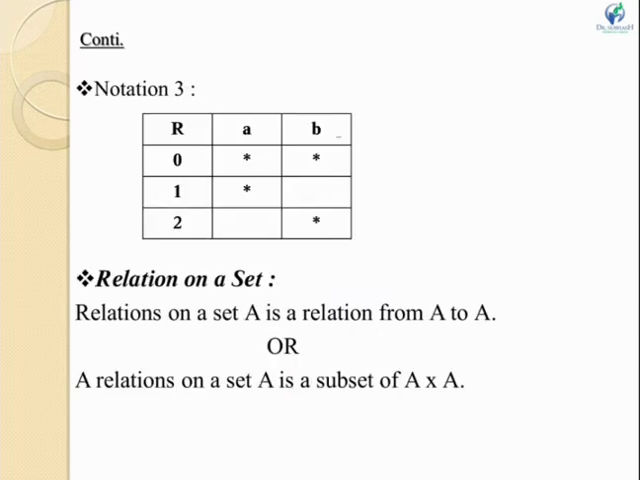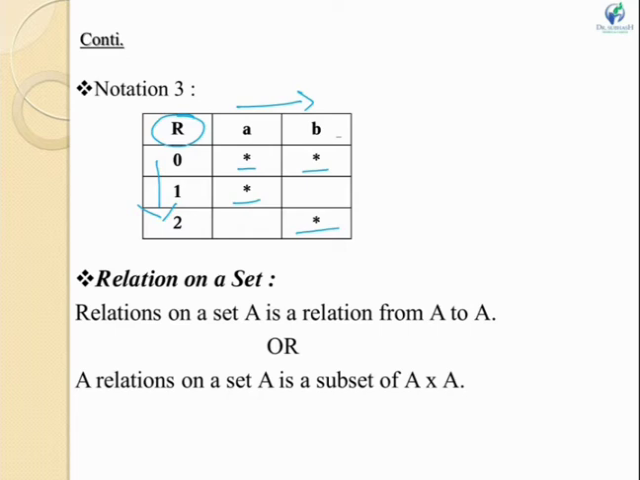The next notation is table form. See again, here there are elements of A, and here I have written elements of B, and R we have denoted for relation. The first ordered pair was (0,a), so this is (0,a). This is (0,b), (1,a) and (2,b). So these are the three notations by which you can denote a relation.